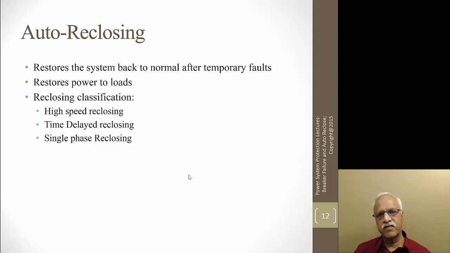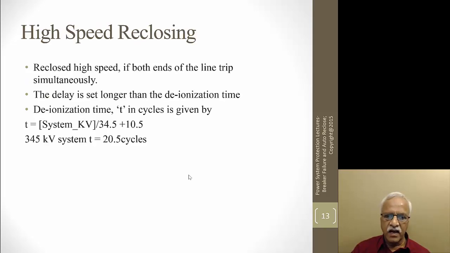There are 3 types of classifications on reclosing. One is high-speed reclosing, one is time-delayed reclosing, and the other one is single-phase reclosing. High-speed reclosing is used if both ends of a line trip simultaneously. If we are using pilot schemes where we exchange information so that both breakers on a 2-terminal transmission line detect the faults at the same time and open at the same time, then you know that the line is completely de-energized. It is reclosed pretty fast. If there are stability concerns, such restoration really helps the system to maintain the stability.